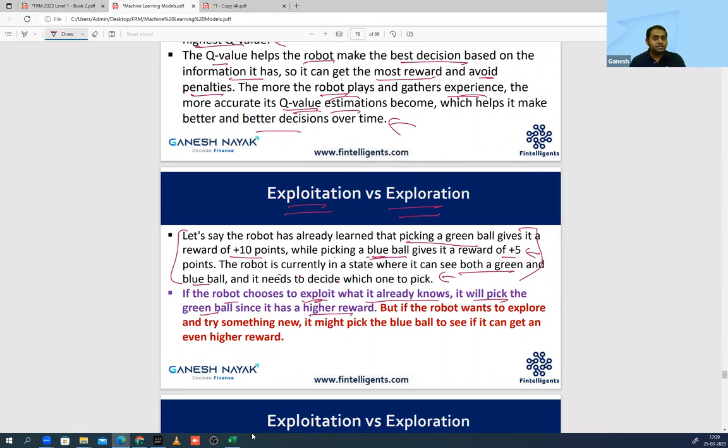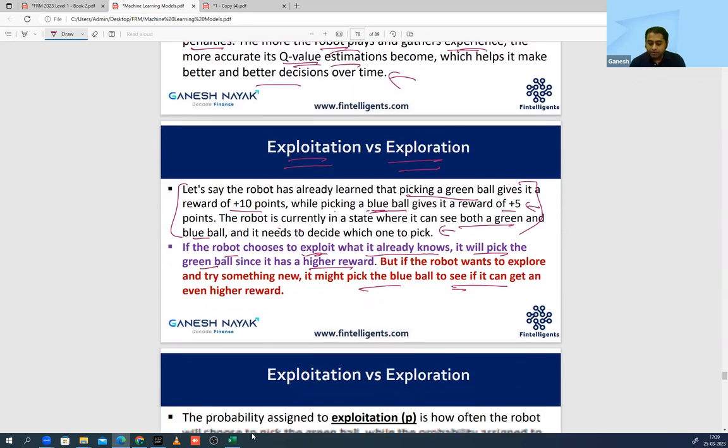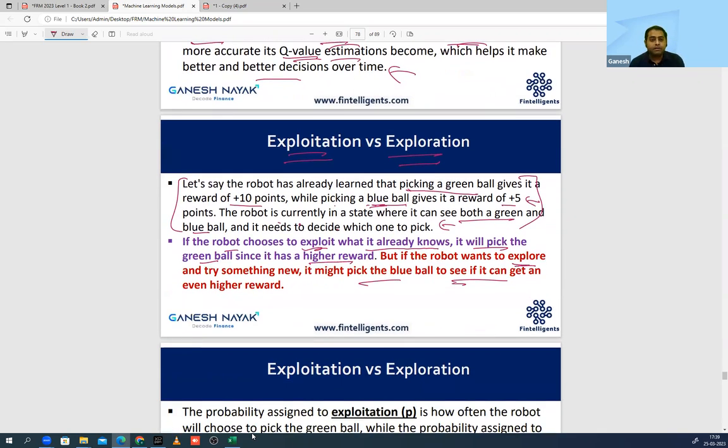If he feels, you know, I have already taken green balls every single time, let me try and pick up the blue ball. That is where I am doing something different. Okay, this is the explore part. So instead of picking up the green ball, even though he knows it might get plus 10, you might explore and you might go into a new point or new area.